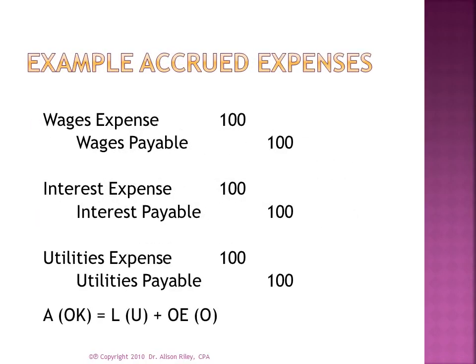Here's how we make the adjusting journal entries to record the accrued expenses for the 3 previous examples. Notice that in each case we debit an expense and credit a corresponding payable to show that we owe payment for these items. If we omit to make this adjustment, our expenses and liabilities will be understated and our net income, retained earnings and equity will be overstated.